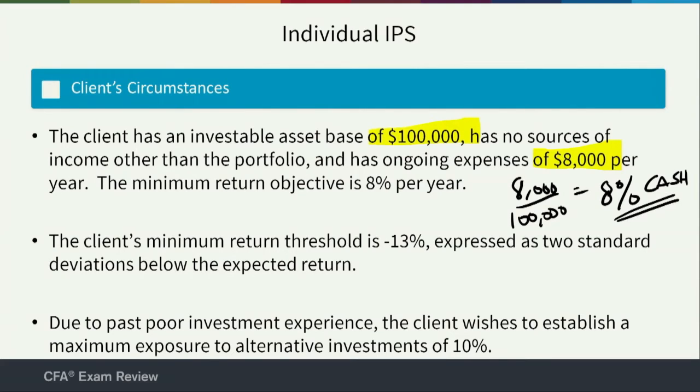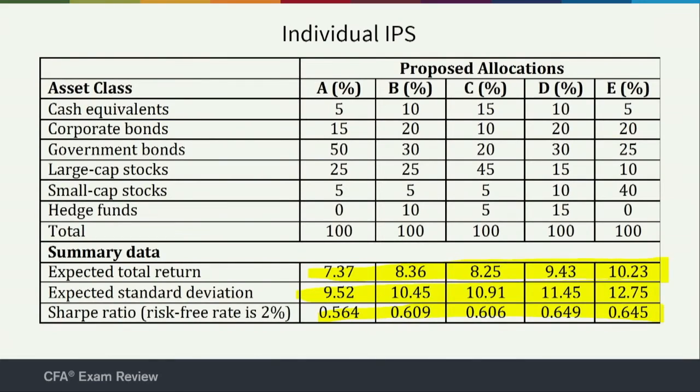Now, coincidental to that, the client also has a minimum return objective of 8% a year. So we're going to eliminate portfolios that are less than 8% in terms of return. So if we go back quickly and take a look at the portfolios already, can't we eliminate portfolio A? Because if you take a look at portfolio A's rate of return is 7.37. Our minimum return was 8%. We can get rid of that one almost immediately.